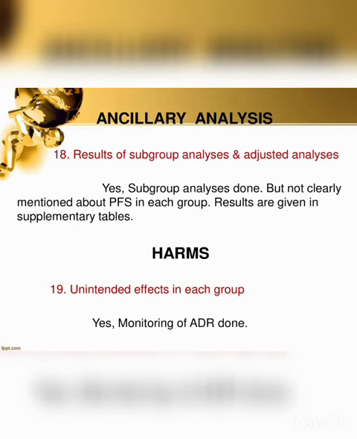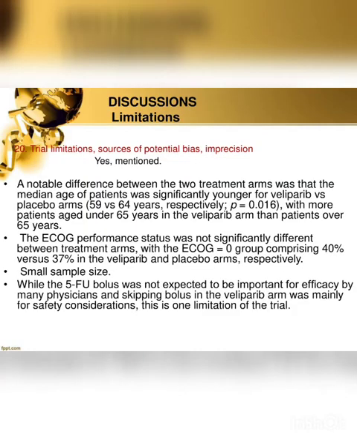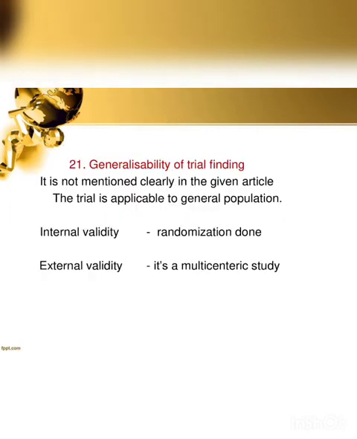Coming to 19th question, harms. Yes, the unintended effects are also mentioned in each group. It is given in the table clearly. Next, coming to the discussion of limitation. Trial limitation was clearly mentioned in the study. Coming to generalizability of trial findings, it is not mentioned clearly in the given article. The trial is applicable to the general population. Randomization is done, but the external validity was not done because it is a multicentric study.